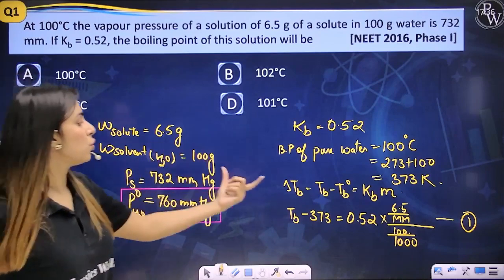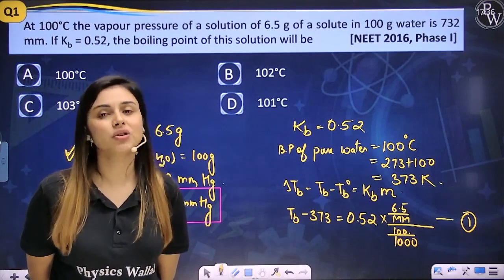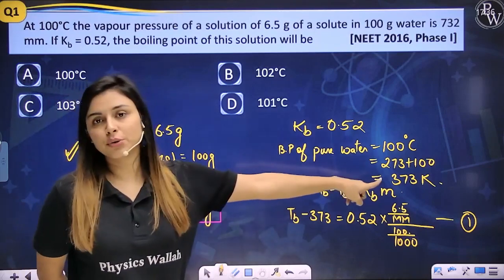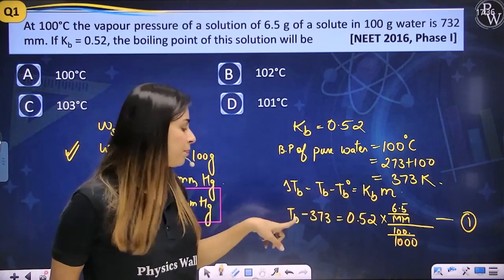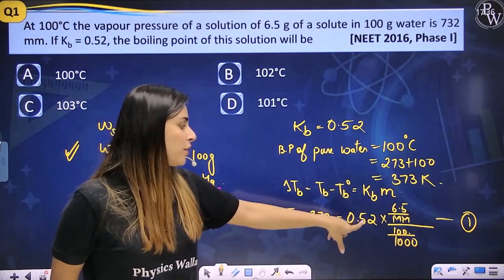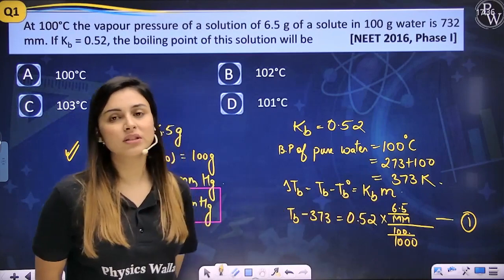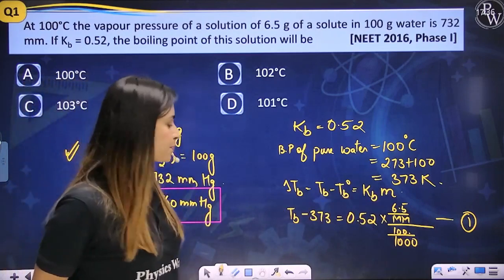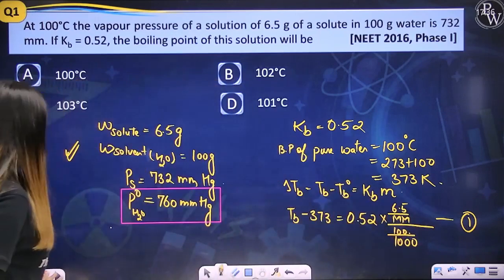You also need to know that the boiling point of water is 100 degrees Celsius, and you always use the temperature in Kelvin, so you will convert it into Kelvin. Then you will use the expression delta TB is equal to KB into m. You'll write TB minus 373, you calculated it. 0.52 was given, mass was given, molar mass you had to calculate, and mass of solvent was given, so you calculated the molality.